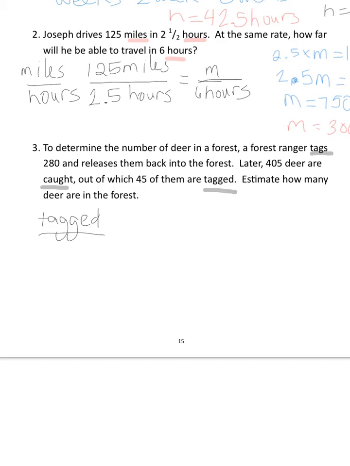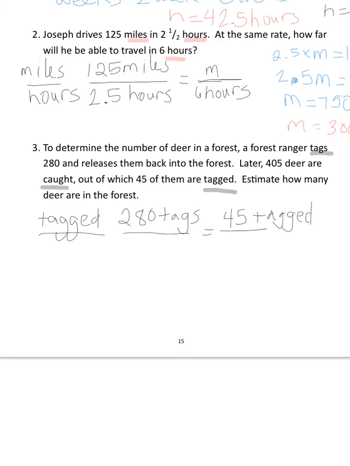So we know that a forest ranger has tagged 280 deer. That's clear. So we have 280 tags. And we know when we read it, later 405 deer are caught. That's not going to be very helpful because we're not sure where it goes. Out of which 45 are tagged. Oh, well, we can figure out that 45 tagged has to go here.